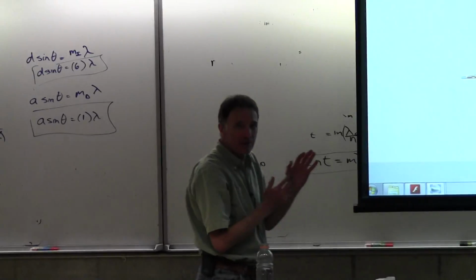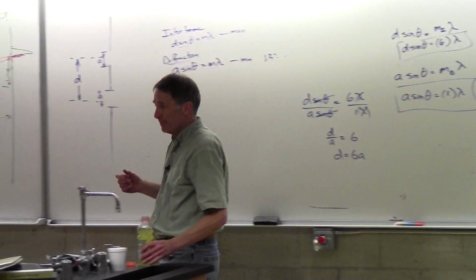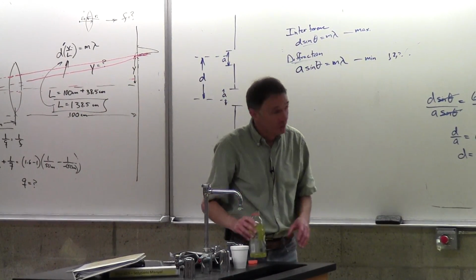I think I'm just going to leave it at that. Keep it conceptual. How do you count the 1 and the 6? The 1 and the 6?